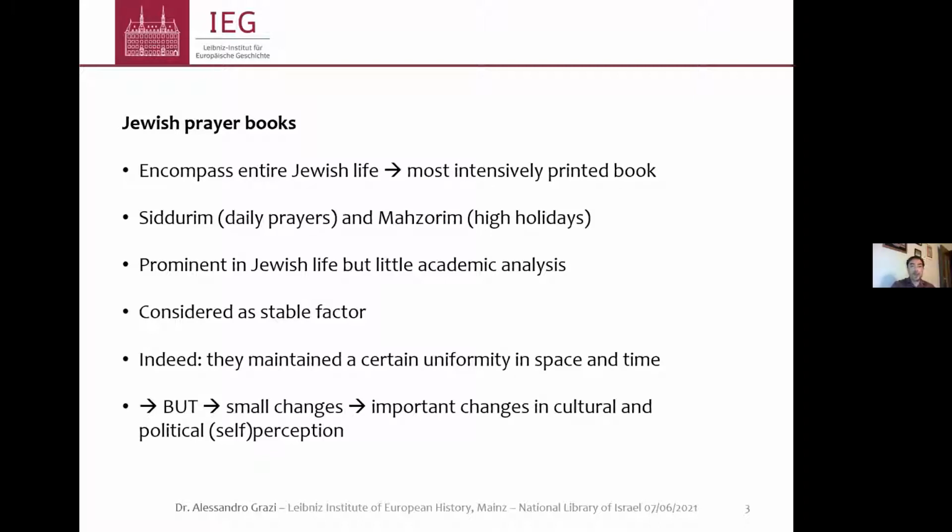Although they are prominent in Jewish life, prayer books have received little academic attention, mostly focused on the study of Jewish liturgy or on the reconstruction of its origins through the investigation of ancient and medieval manuscripts. The printed Mahzorim and Sidurim, instead, have generally been considered as a stable factor whose dynamics would be unworthy of analysis. As canonical works, it is true that prayer books maintained a certain uniformity in space and time, particularly after the invention of printing. By contrast, the project's point of departure is that even the small changes of the many different editions can actually reflect substantial developments in the political and cultural perception and self-perception of a specific Jewry in a specific place and time.